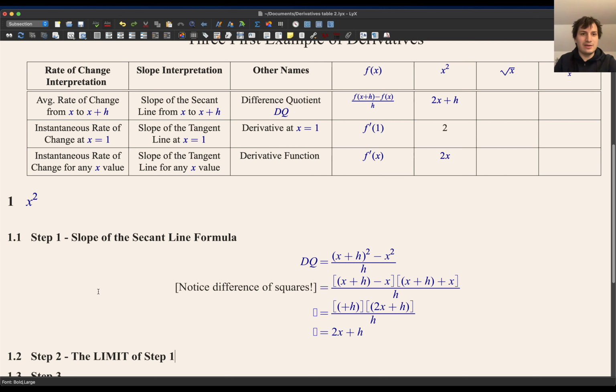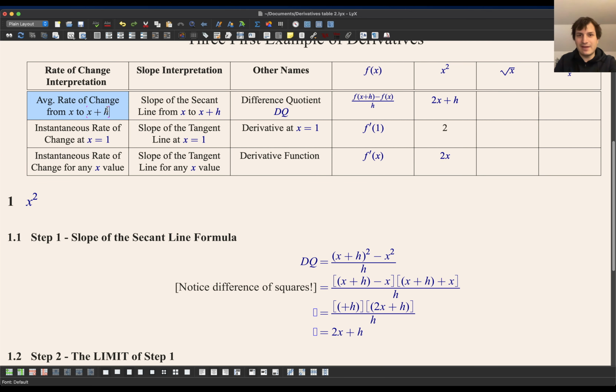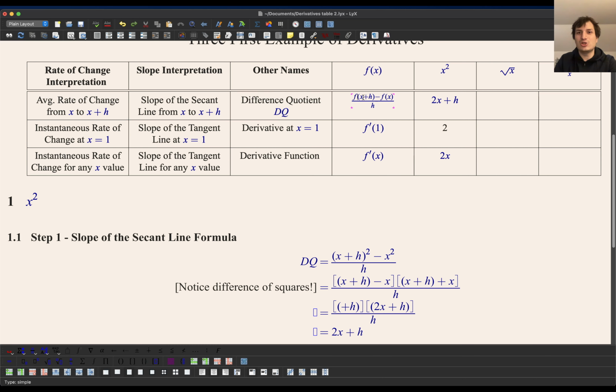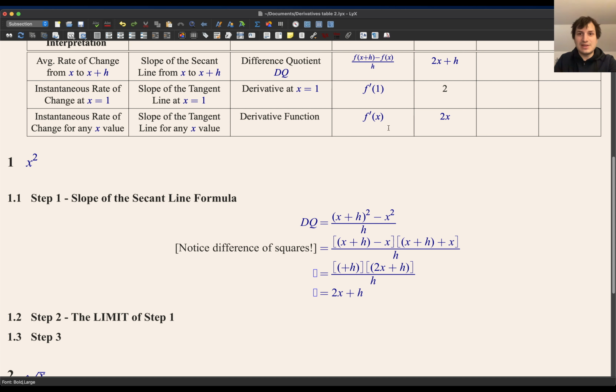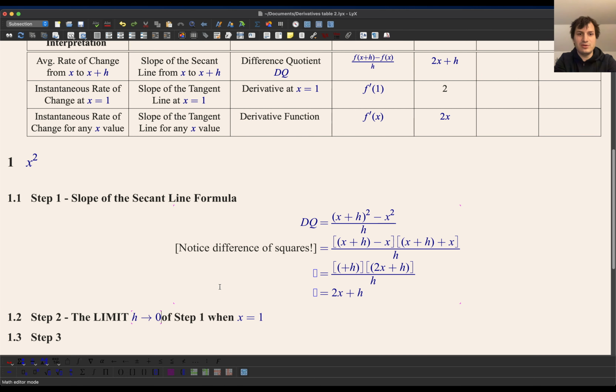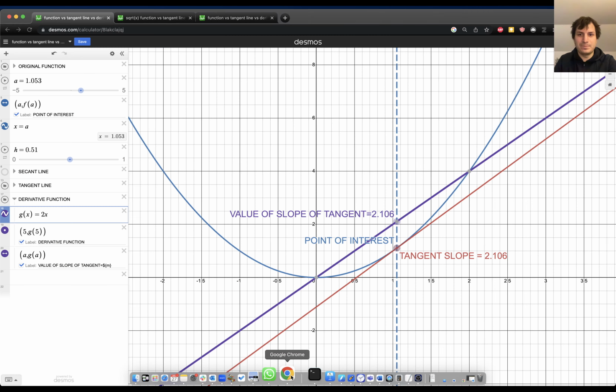So again, step 1 is the slope of the secant line, but it has these other interpretations as the average rate of change, or what people call the difference quotient, the change in the y values divided by the change in the x values. Step 2 is doing the limit when x equals 1. The limit when x equals 1. And which limit is it? It's the limit as h goes to 0.